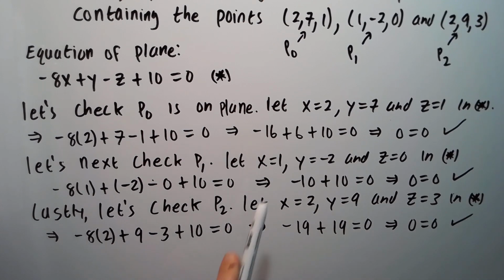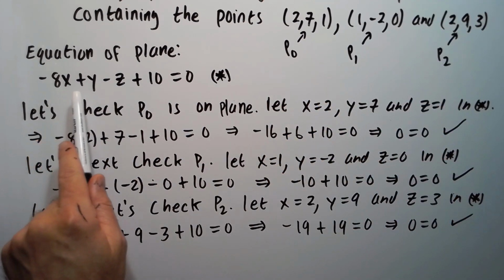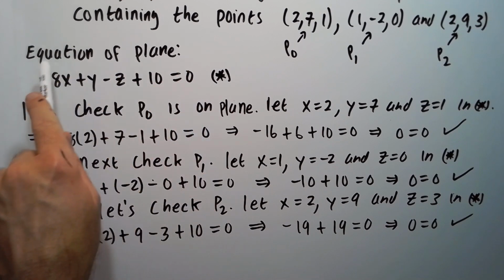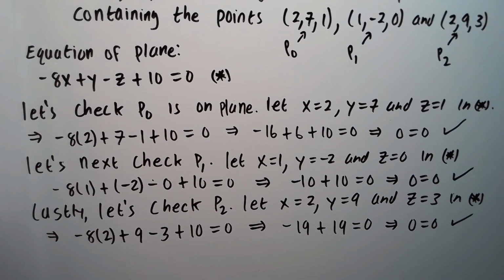So we've shown that these 3 points are on the plane. Hence we did it right. Therefore this is our answer right here. Okay, so we're done with the question. Let's leave it there. We're also done with 11.5. Okay, so I'm going to stop it right here.